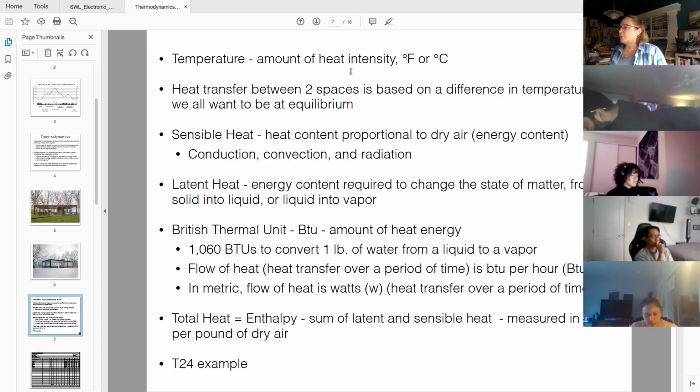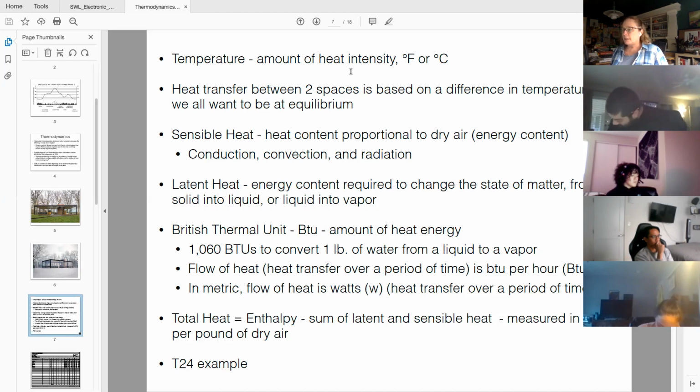The definition of temperature is the amount or the quantity of heat intensity. So heat is transferred between two different surfaces based on a difference in temperature, or delta T, delta being a difference and T being temperature. The key thing to remember is that we always want to be in equilibrium. Hot is going to migrate towards cold, and cold is going to migrate towards hot until surfaces, objects, air, volume, water, all reaches equilibrium.